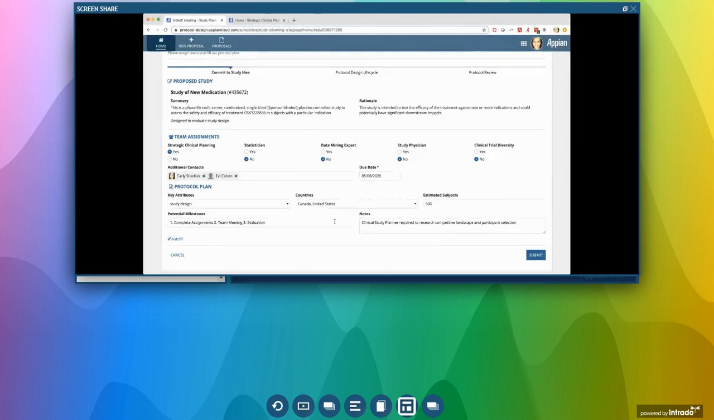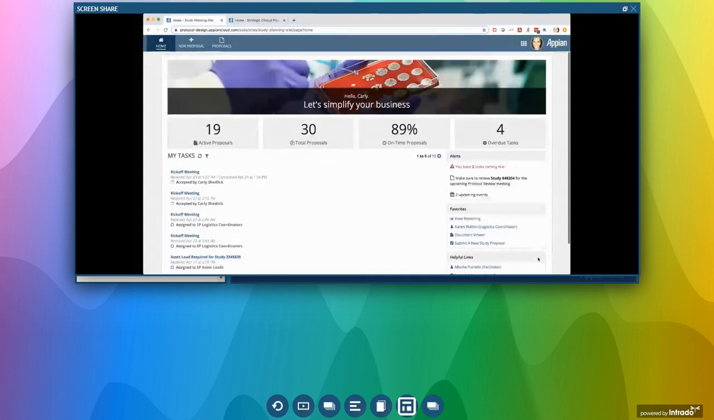We're now hitting submit. The idea is I'm deciding who's next in this process, who should receive tasks to add in their expertise. As I mentioned, we selected only one, the strategic clinical planner. So once I hit submit here, they will now have a task available for them to add their expertise into this process.